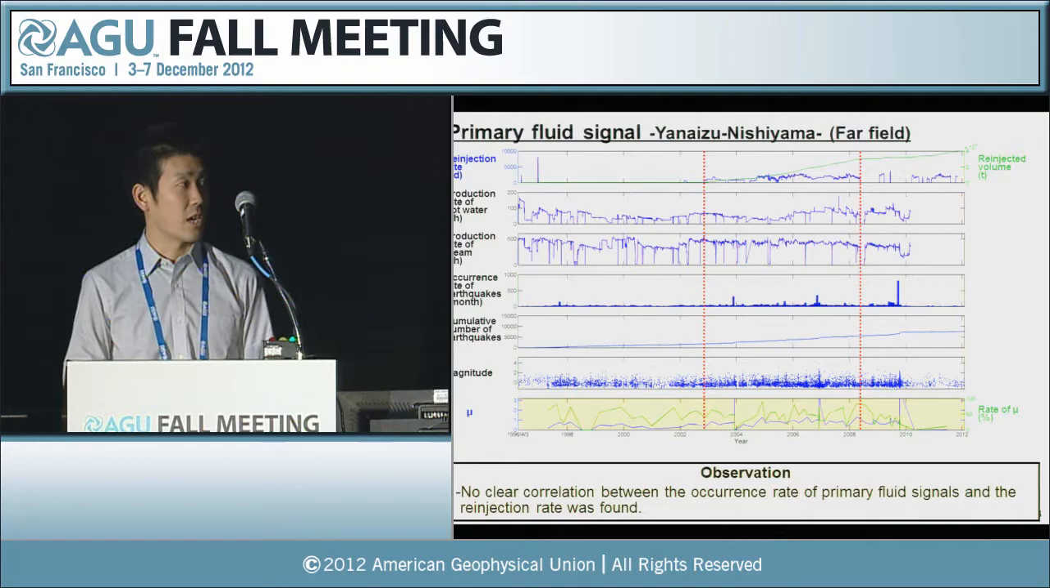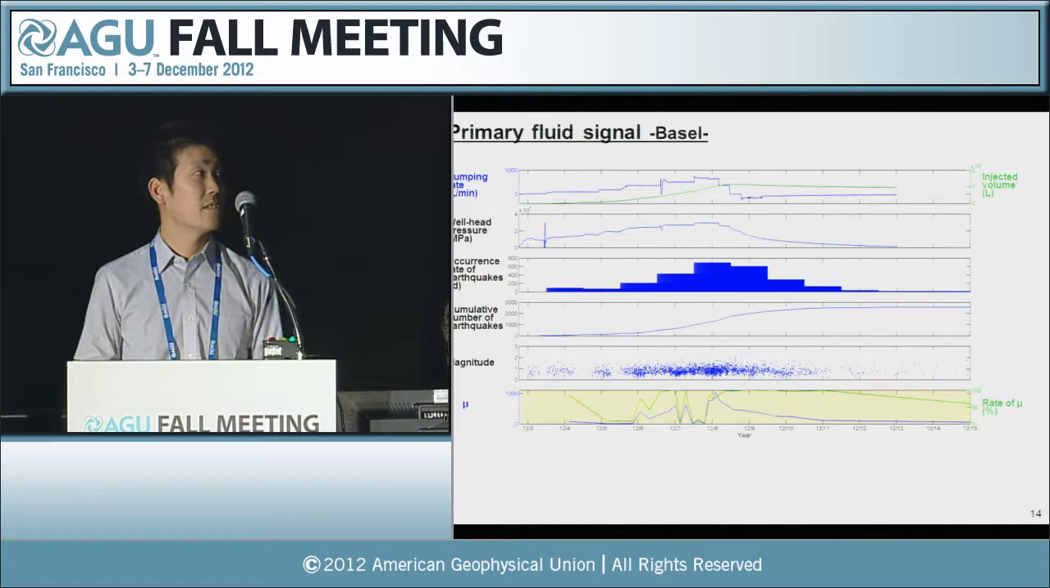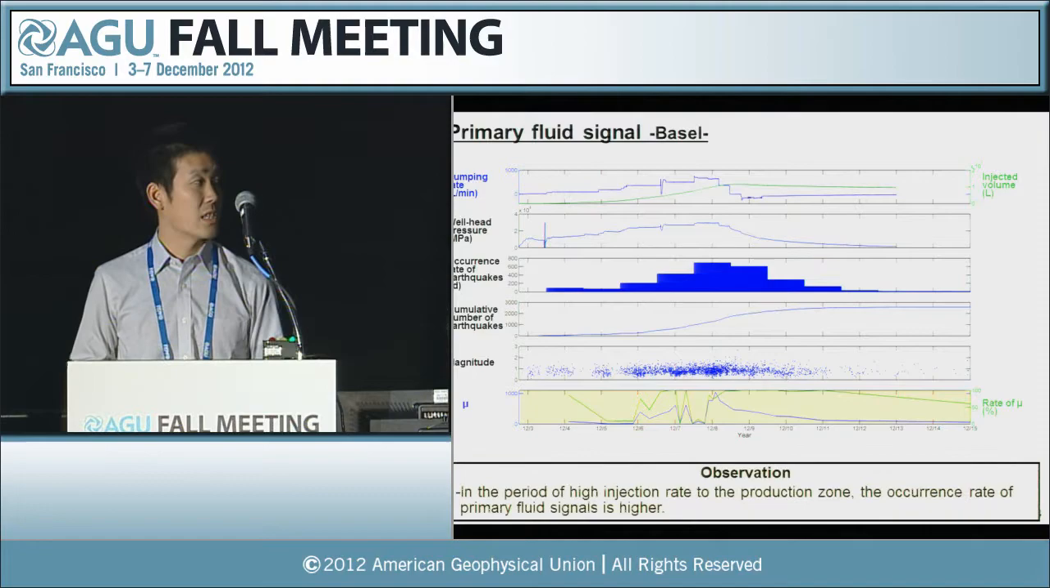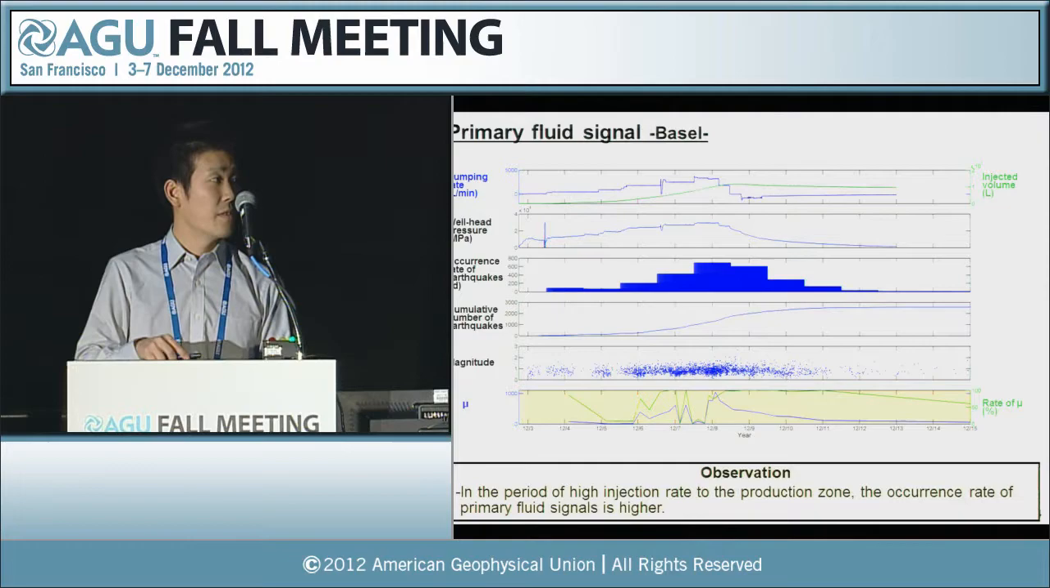We also calculated the primary fluid signal rate at Basel. As a result, in the period of high injection rate to the production zone, the occurrence rate of primary fluid signals is higher, as it is for Yanai-Nishiyama.